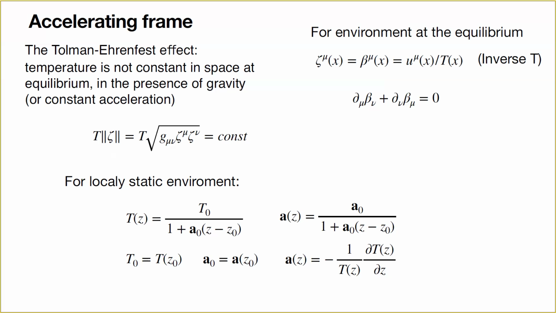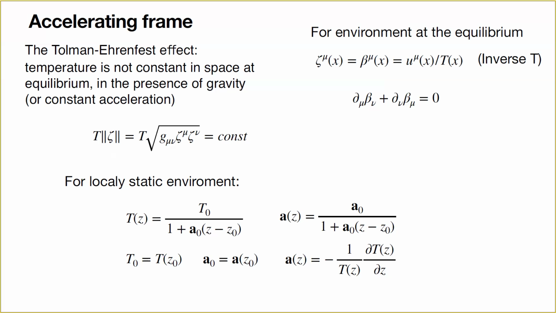It is expressed by this, where zeta is some Killing vector for the system and metric, which expresses our gravitational or accelerating effect. So we used here Rindler space with constant acceleration. And for the Killing vector for some thermodynamical environment at equilibrium, it's the reverse temperature, which can be defined in this way, where u is the velocity of the medium.